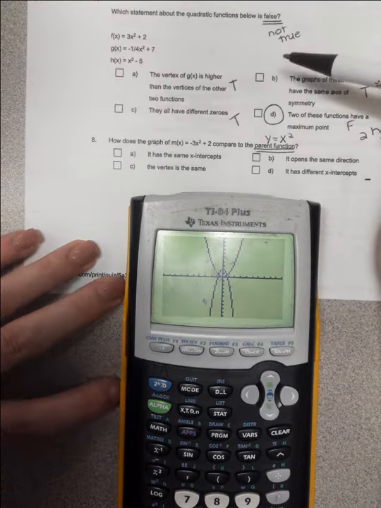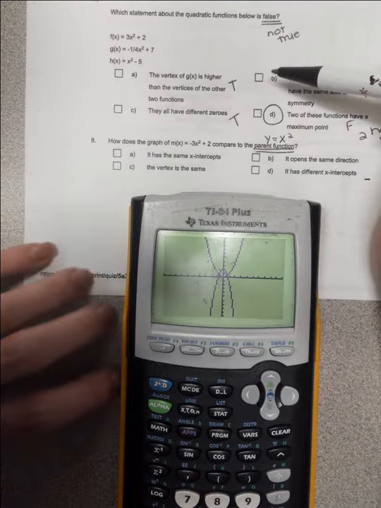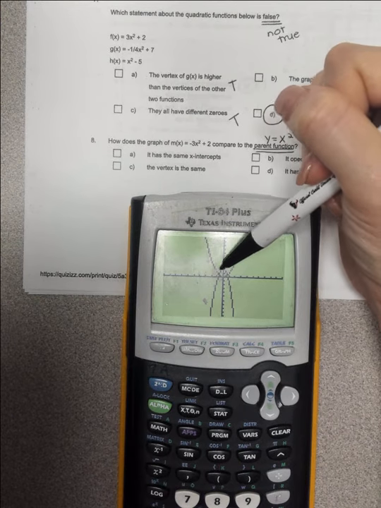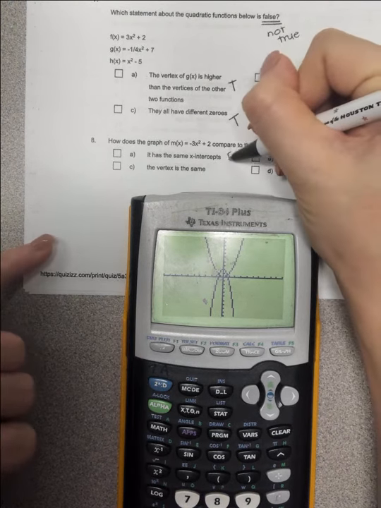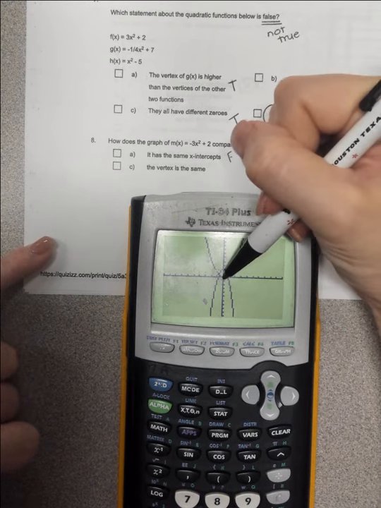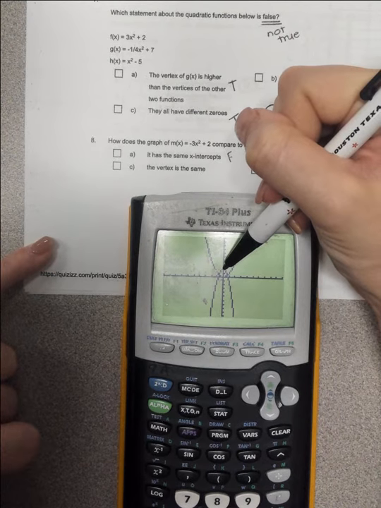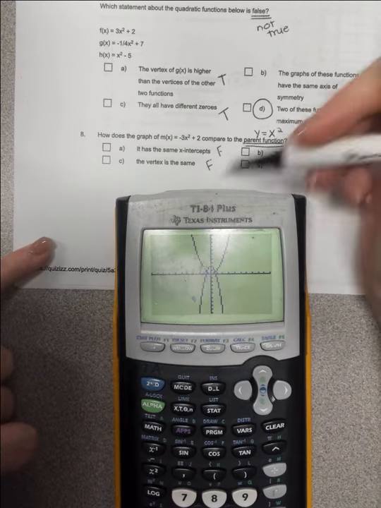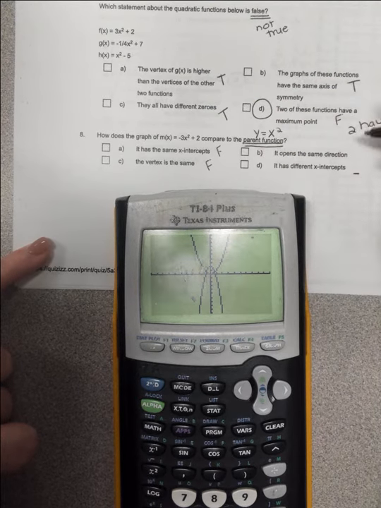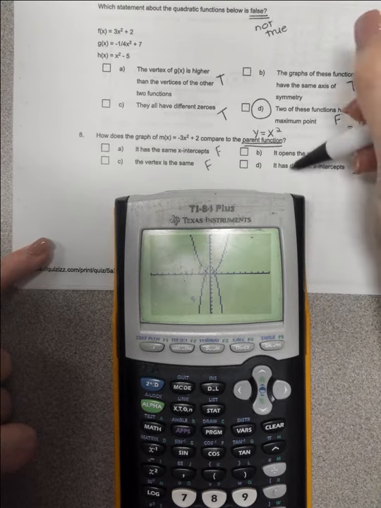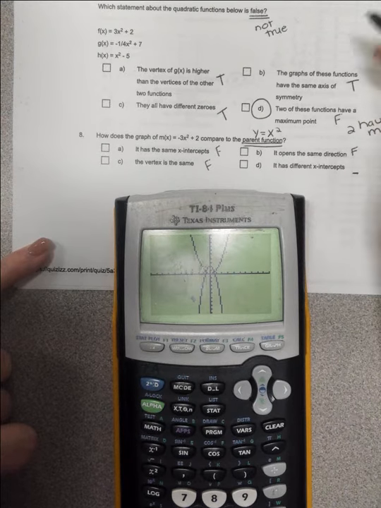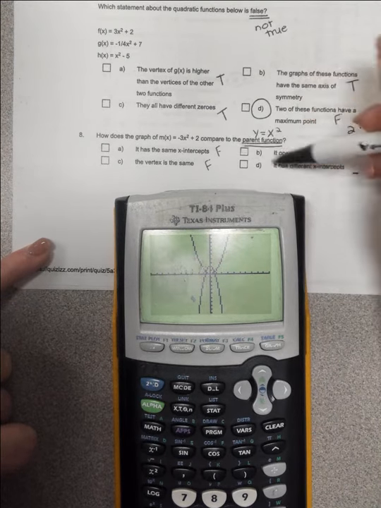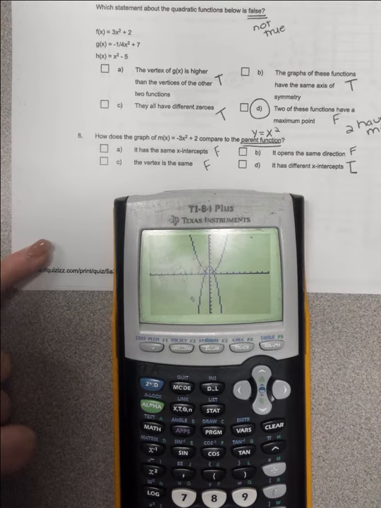The graph has the same x-intercepts. This one crosses at 0, 0. This one does not, so that's false. The vertex is the same. This one's at 0, 0. This one looks like it's at 0, 2, so that's false. It opens the same direction. This one opens up, this one opens down. That's false. Has different x-intercepts. Okay, so one of those had to be the answer. So yes, it has different x-intercepts.